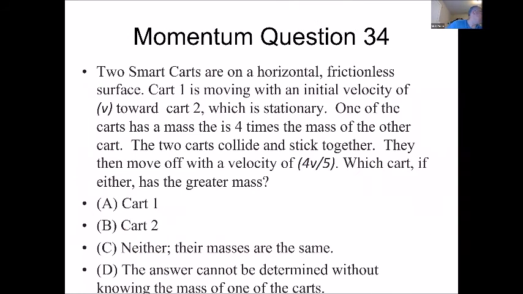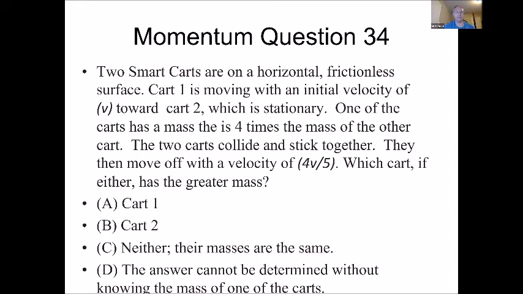All right, so here's number 34. Two smart carts are on a horizontal frictionless surface. Cart 1 is moving with a velocity v toward cart 2, which is stationary. One of the carts has a mass that is 4 times the mass of the other cart. The two carts collide and stick together. They move off with a velocity of 4/5 v. Which cart, if either, has the greater mass?